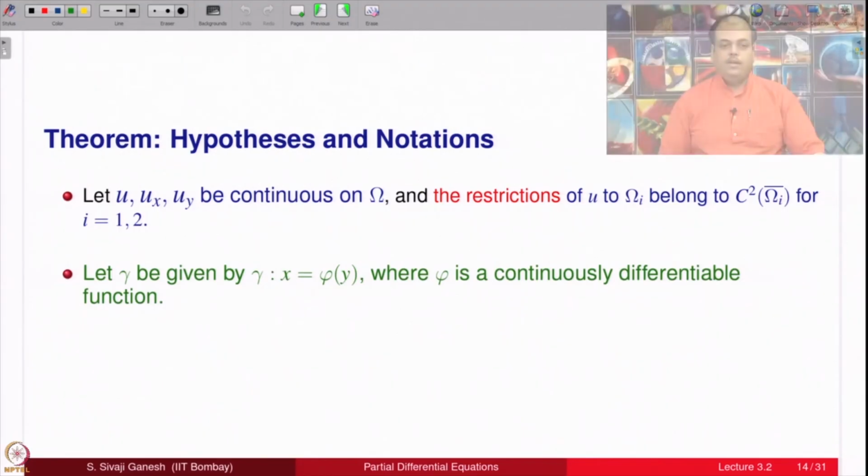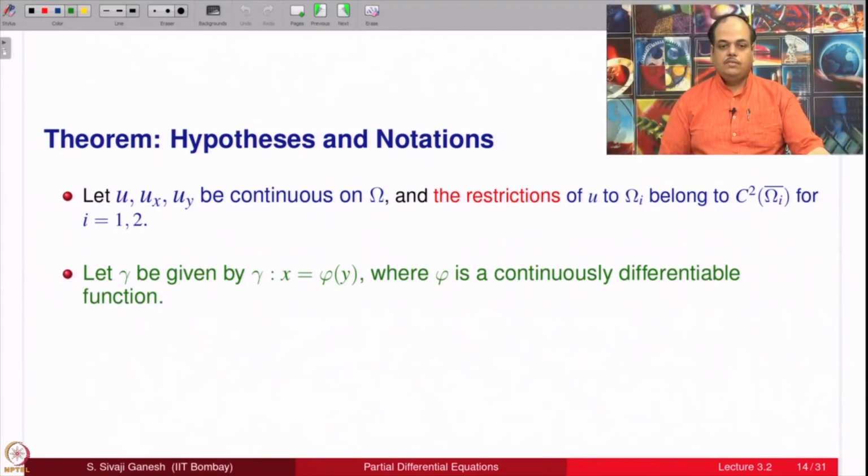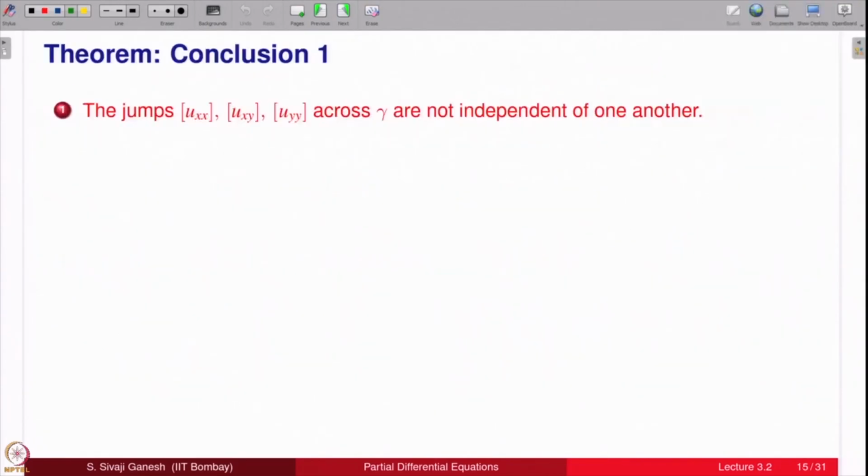So, let gamma be given by x equal to phi y, where phi is a C1 function. Now, the jumps in uxx, uxy and uyy are not independent of one another. It means they are interrelated. To start with, uxx is a jump in the second order derivative uxx, this is the jump in the xy derivative, this is the jump in the yy derivative. Why should they be connected?